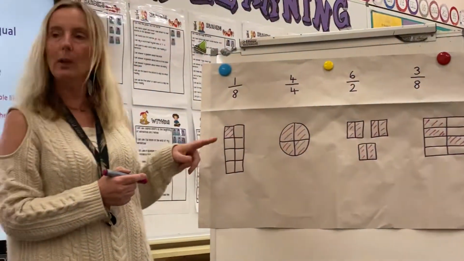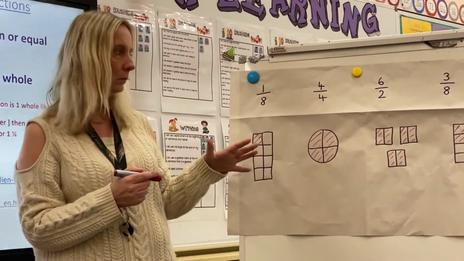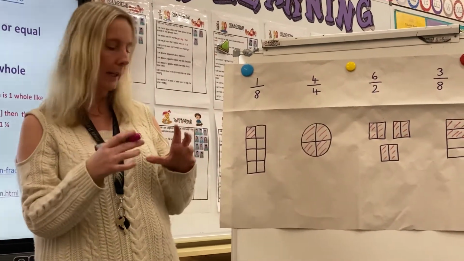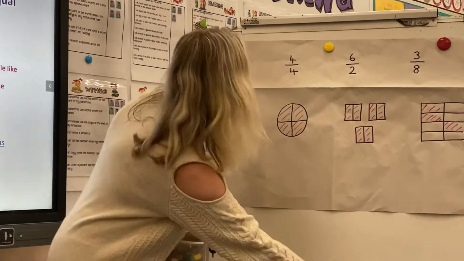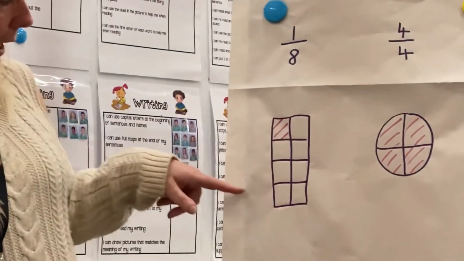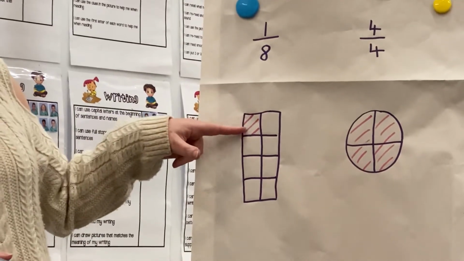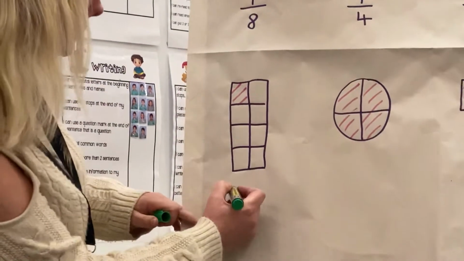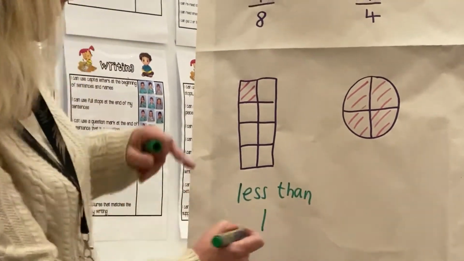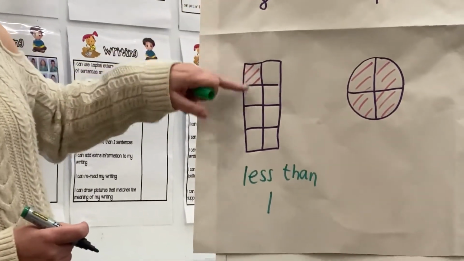So what we're doing today is we're looking to see whether these fractions are smaller than a whole, equal to a whole, or bigger than a whole thing, one whole thing. Let's have a look at them again now. So this one is 1 out of 8, 1/8. 1 out of 8, is it a whole thing? Is that whole piece coloured in? No, it's only one piece out of 8. So this one there is less than 1. Less than 1 is shaded in. It's not all shaded in, it's only 1/8 shaded in.